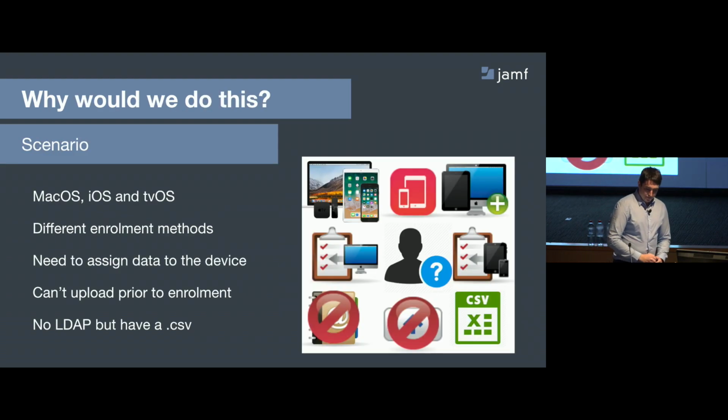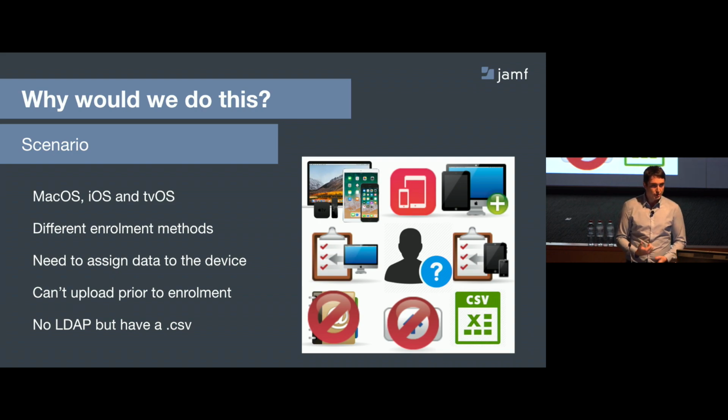So this is the scenario I had. An organization that has thousands of devices. And it's a mixture: macOS, iOS, tvOS. And they're everywhere. Some are DEP, some are user-initiated, some are people running a quick add package. So they're everywhere, and they're all these different types of enrollment. I need to assign some information to them.